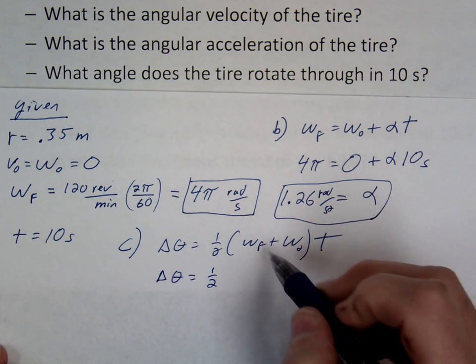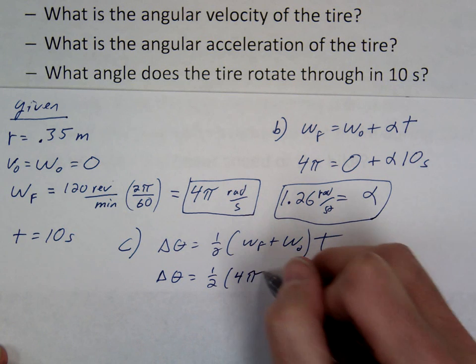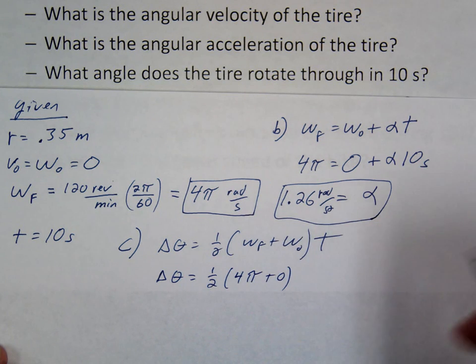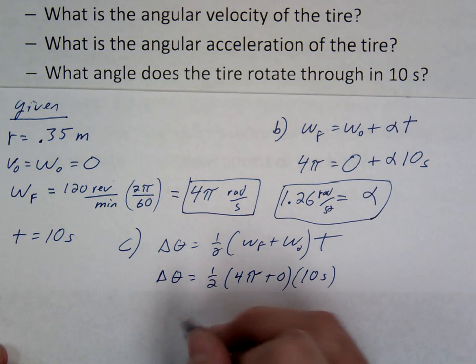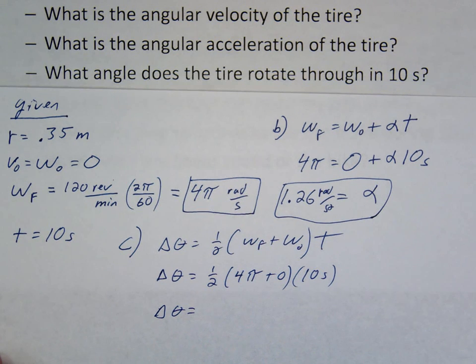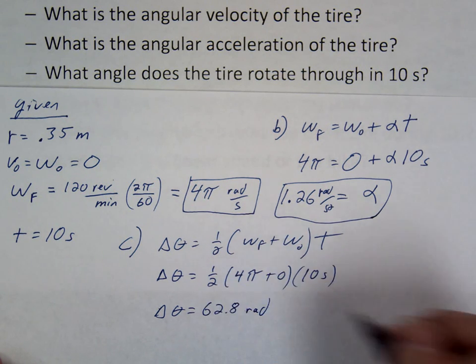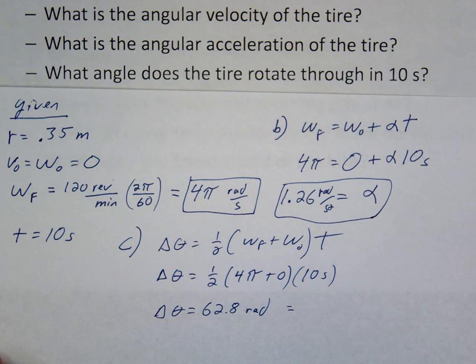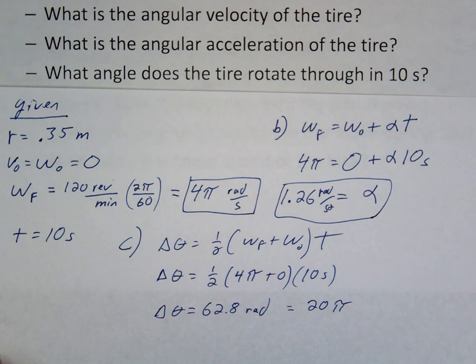So delta theta equals 1/2 omega final, that was 4 pi, right? 4 pi, or whatever decimal you used, plus 0 times 10 seconds. 60 what? Radians. Those of us that like to stay in pi, what are you getting? It's 20 pi. Either way is good.